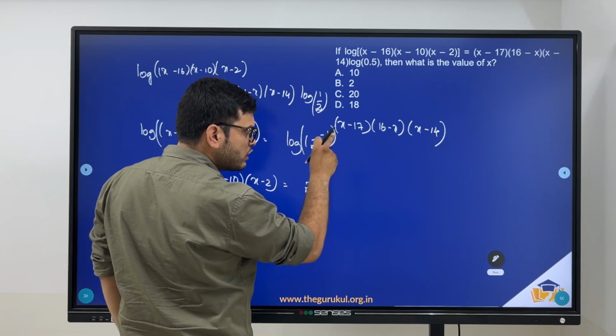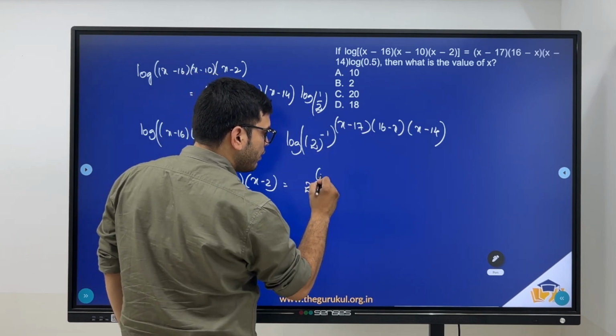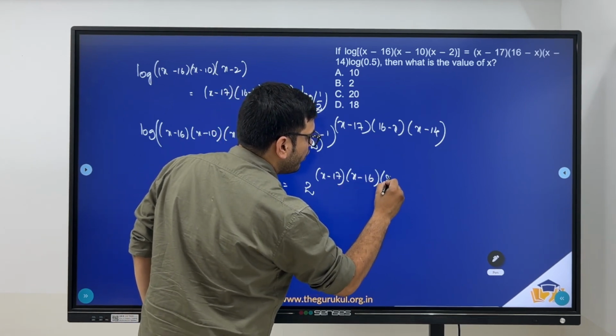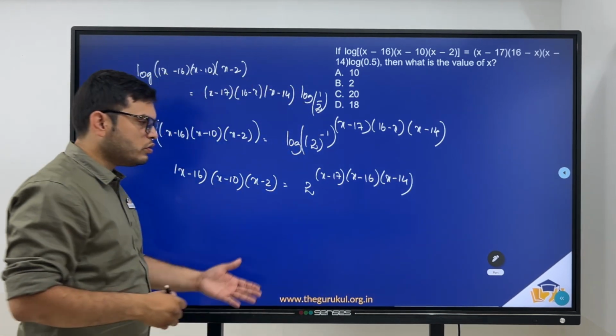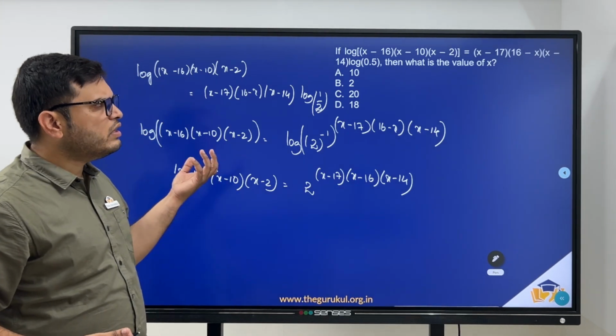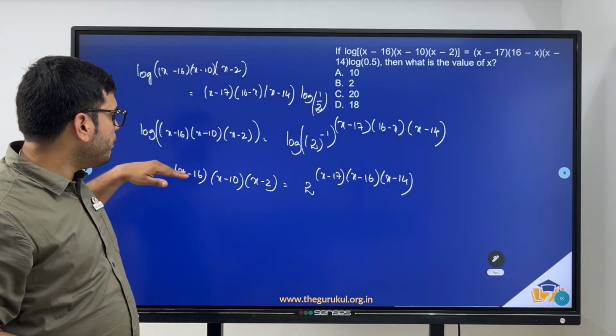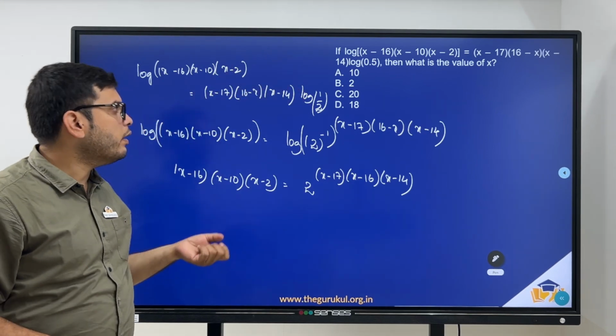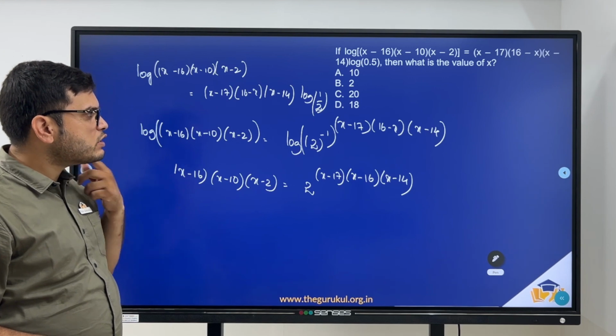Let me multiply minus 1 with 16 minus x, that becomes (x minus 17)(x minus 16)(x minus 14). Now once you have this, the easiest way to solve this question is by replacing the values of x with 10, 2, 20 and 18. Right. Now let me replace the value of x with 18.